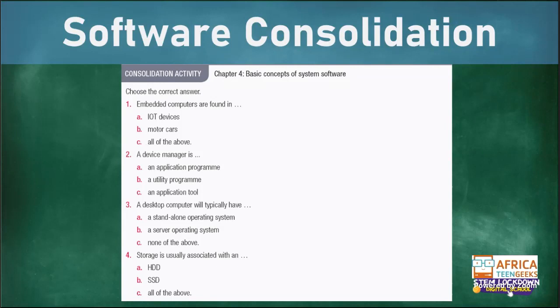That's B. Good. Then number 3, a desktop computer will typically have A, a standalone operating system, B, a server operating system, or C, none of the above. What's the answer there? Desktop computer. That's A. Perfect. Otatile, you are doing wonderful. Right. Number 4, storage is usually associated with an HDD, which is hard disk drive, and then SSD, solid state drive, or all of the above, which is C.